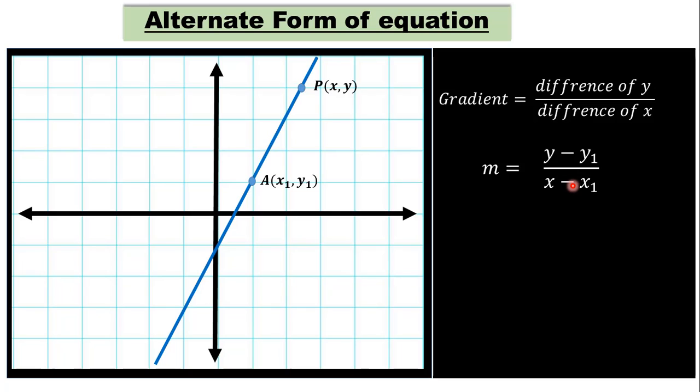Now students, by simple mathematics, multiply both sides by x minus x1. If we multiply by x minus x1 on the left hand side and on the right hand side, we are going to get the equation like this: m into x minus x1 equals y minus y1. And we can write it in this form as well: y minus y1 equals m into x minus x1. Students, this form of an equation is very useful in your coming classes, where we are going to use it very often in finding the equation of a straight line.